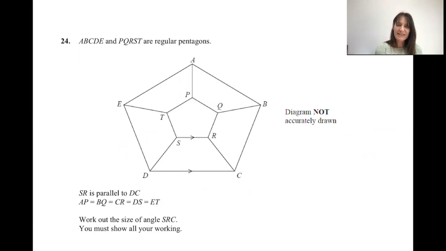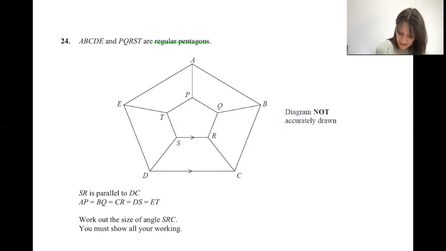Okay, this is a question that looks way more complicated than it actually is. First thing that we've got is the fact that we have got regular pentagons. We've got a regular pentagon along the outside, and then we've got this one on the inside.